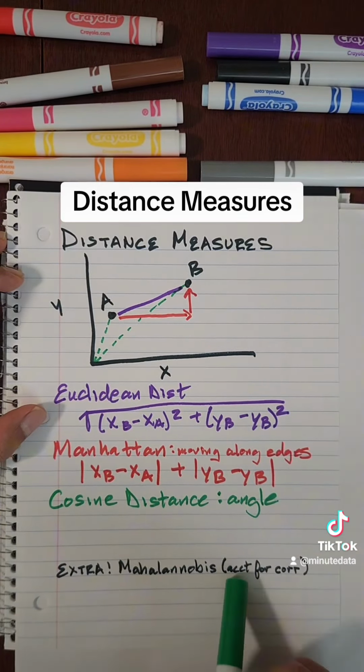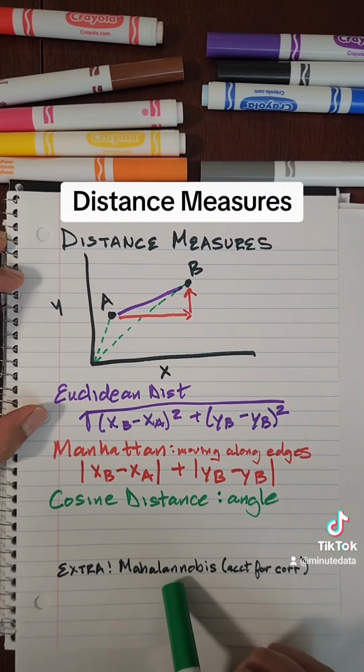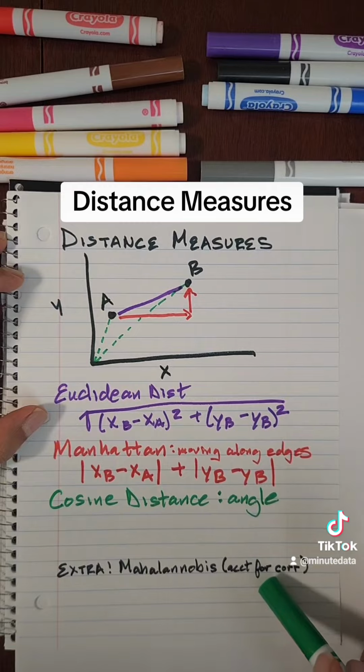And for extra material, you might be interested in something called Mahalanobis distance, which also accounts for correlation between different features as well.